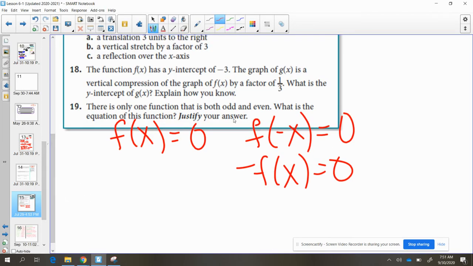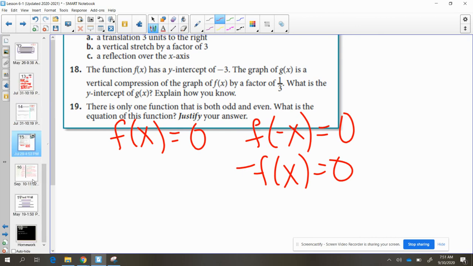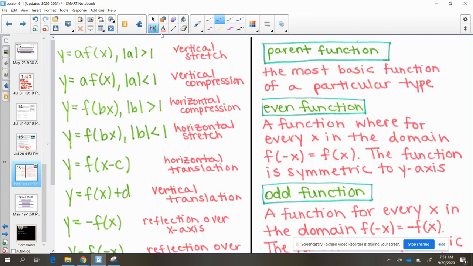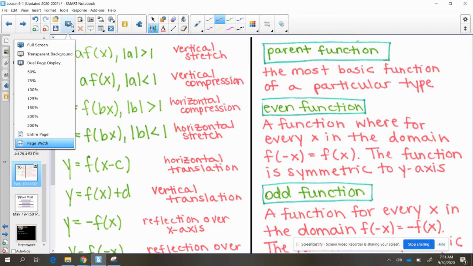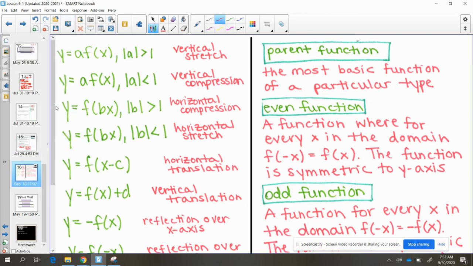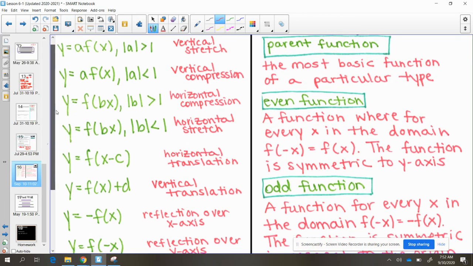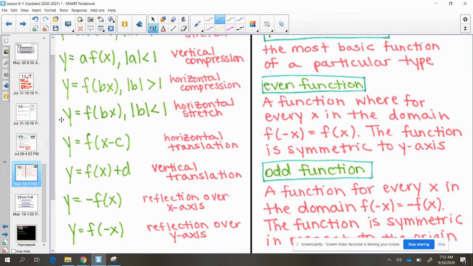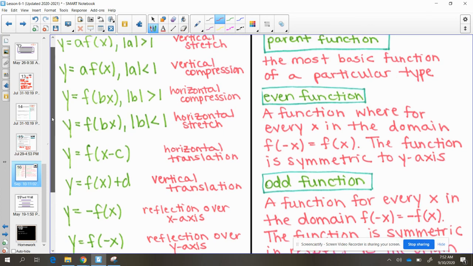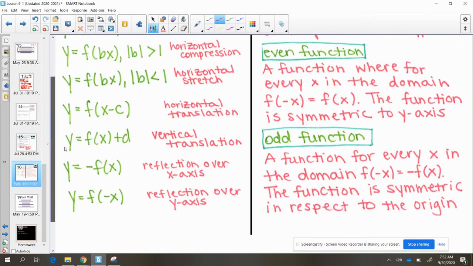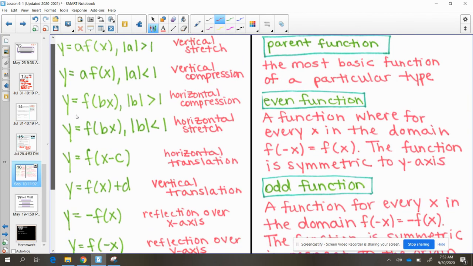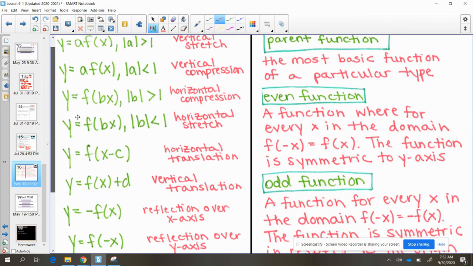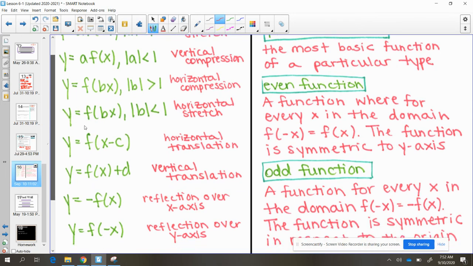So if you have not had the chance to, I would highly recommend getting these jotted down from that first page somewhere, or at least having that initial page of the notes handy at some point on page 77 to kind of know what all of these mean, and then kind of our other vocabulary words of the day: parent function, even function, and odd function.